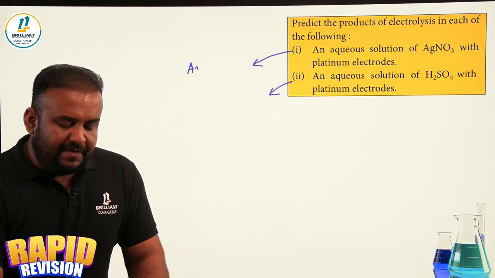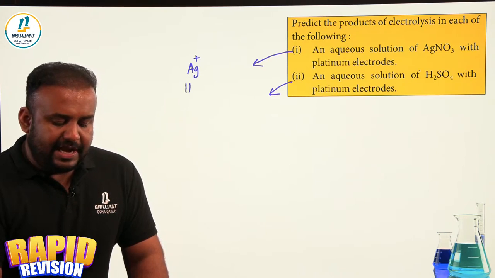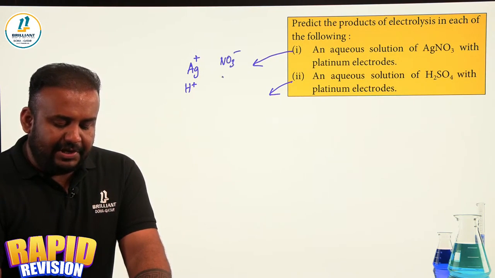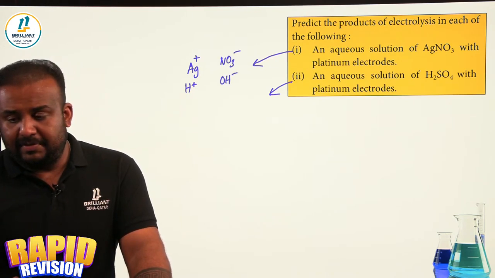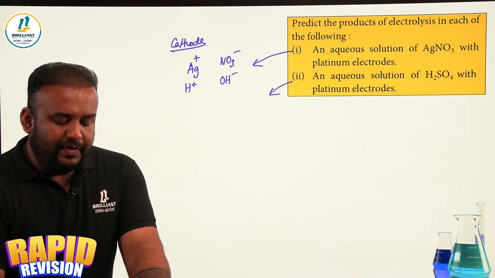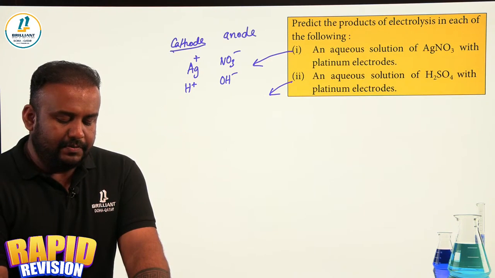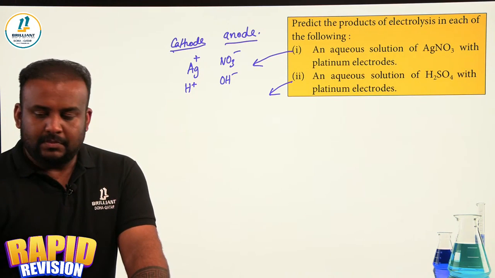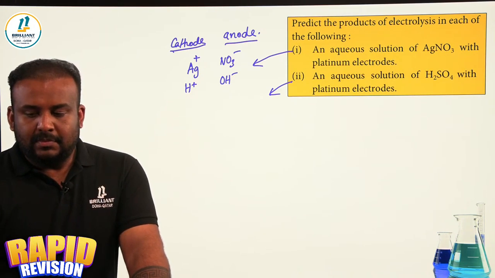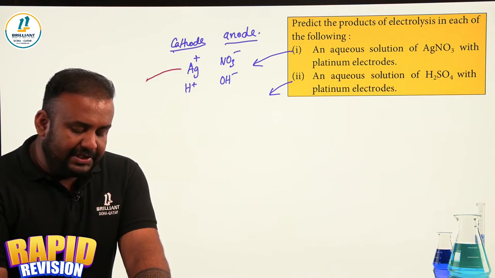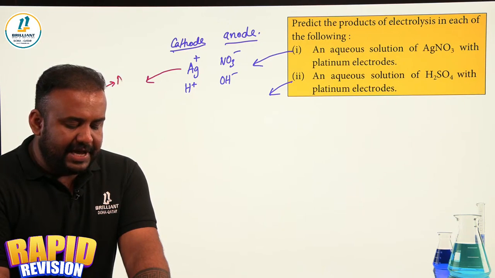So in AgNO3 we have Ag plus ions and H plus ions. Then as the anions, NO3 minus, OH minus. Come on, easy now. At the cathode, who will go? At the anode, who will go? The one with a higher reduction potential, that is silver, right? So silver will be deposited at the cathode. The reaction will be Ag plus plus electron gives Ag.